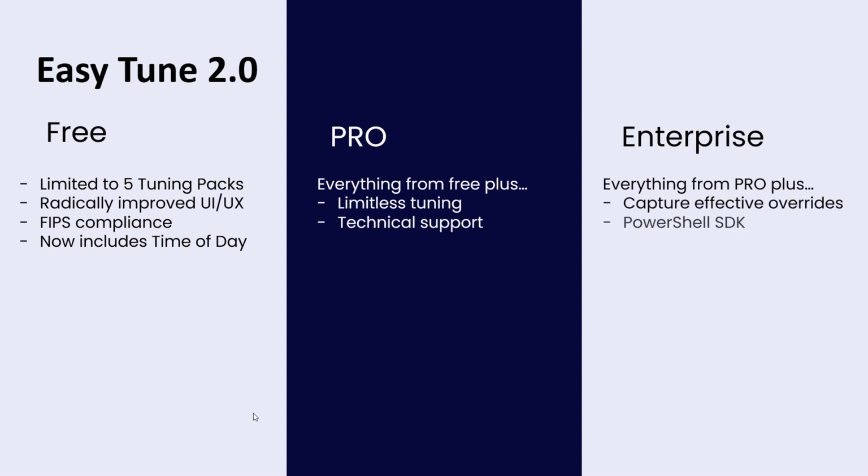And the Enterprise version adds a whole bunch of extra features. Some are new, some are not new. The most powerful feature is the ability to capture effective overrides from wherever they live inside of SCOM so that you don't have to figure that out. Great for server migrations. If you're migrating from SCOM 2012 to 2019, for example, you've got the PowerShell SDK, which lets you automate tuning, the ability to detect config drifts.